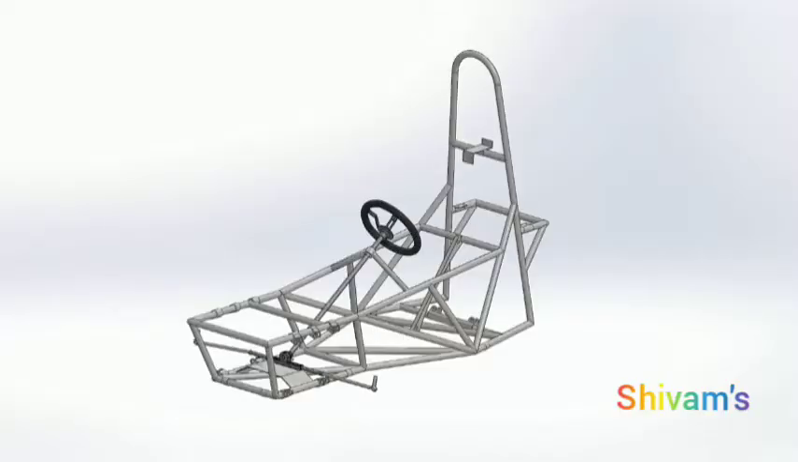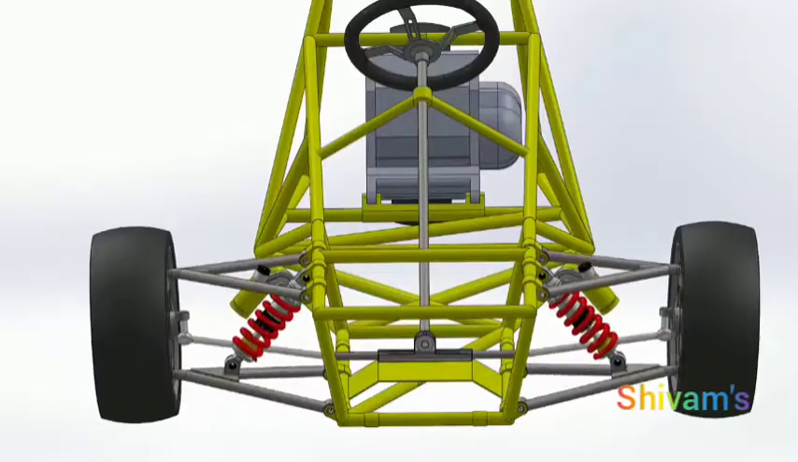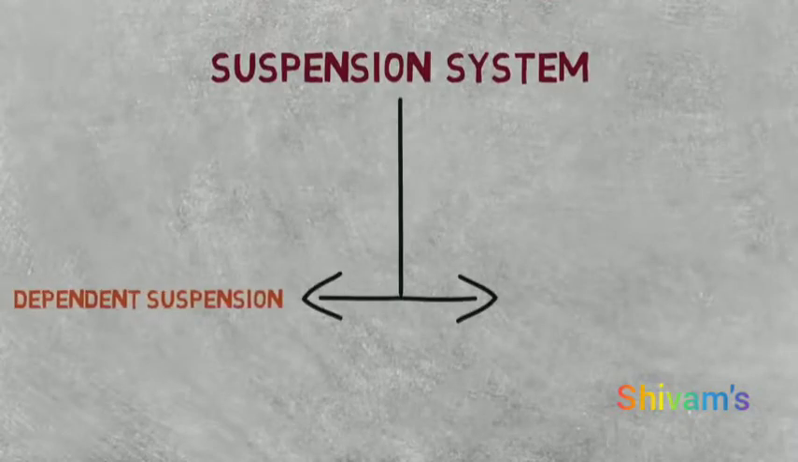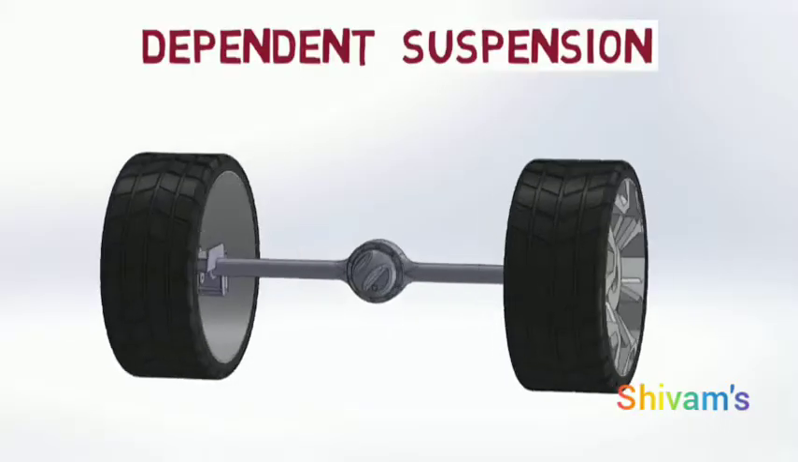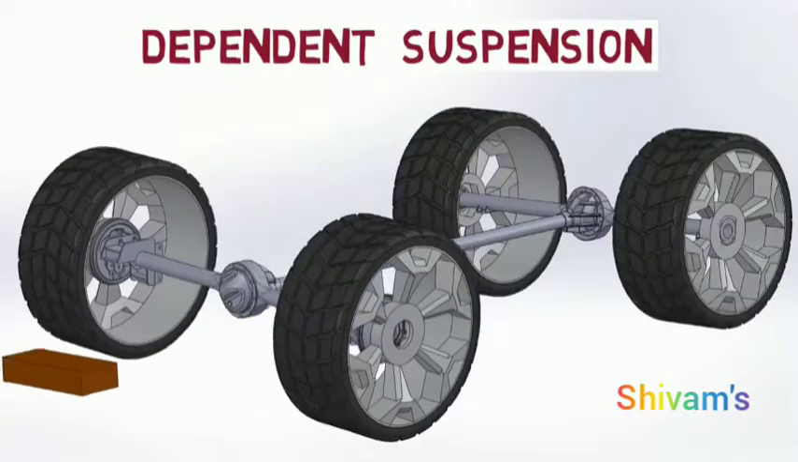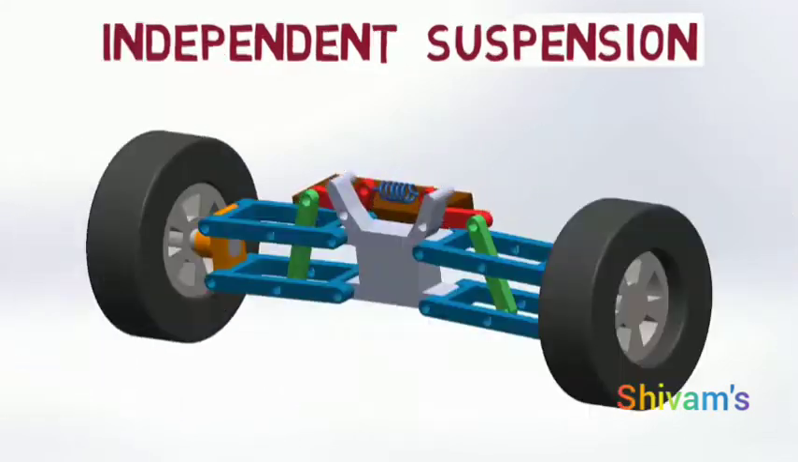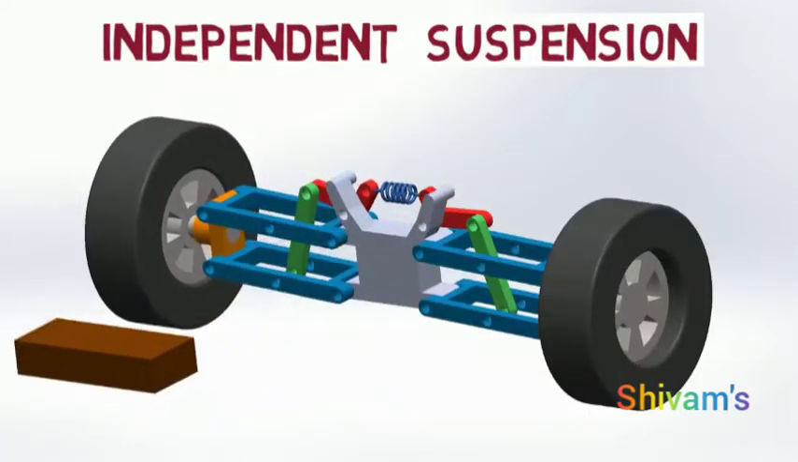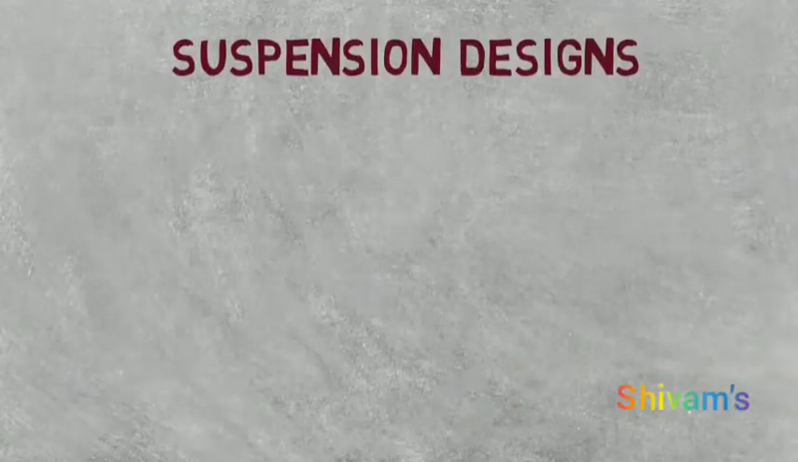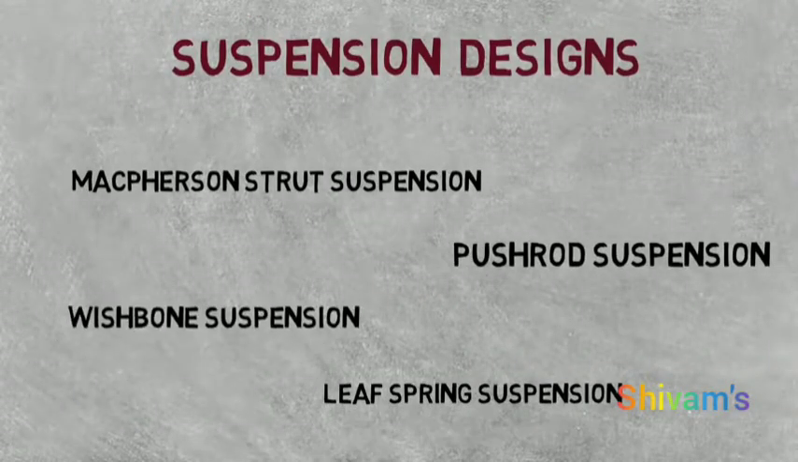Suspension system in automobiles. Suspension system in automobile is mainly classified as dependent and independent suspension system. In dependent, there is a rigid linkage between the front wheels, whereas in independent, there is no direct linkage. This allows them to move independently of each other.